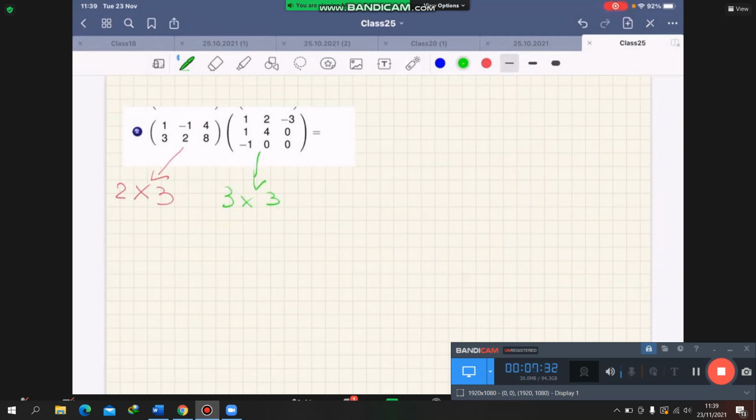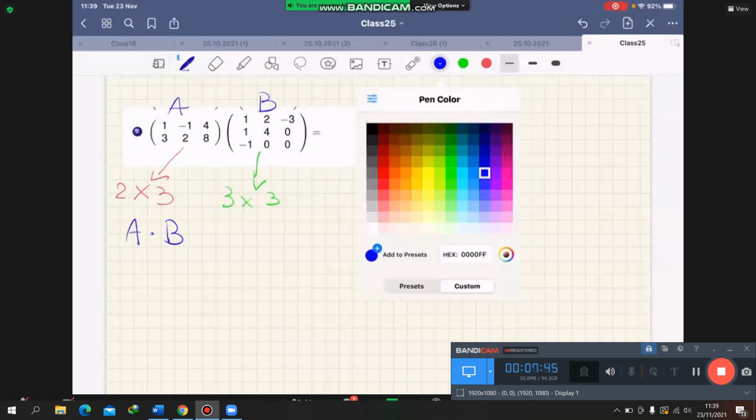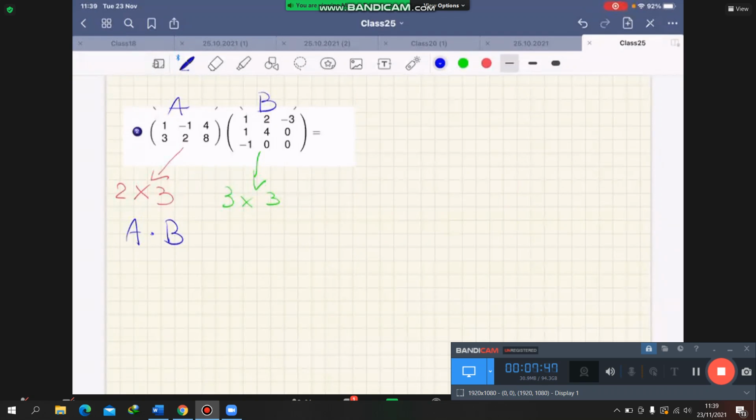So call it A and call it B. A times B is a 2 by 3 matrix. So let me rewrite.